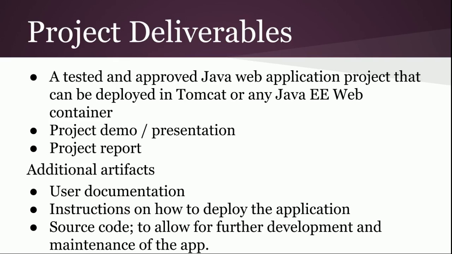The project deliverables are a tested and approved Java web application project that can be deployed in Tomcat or in any Java EE web container. Another deliverable is the project demo or presentation, which you're now listening to, as well as the final project report. Additional artifacts that I will be delivering are user documentation, which shows users how to use the application. This user documentation is also available within the application that is deployed on the references page.